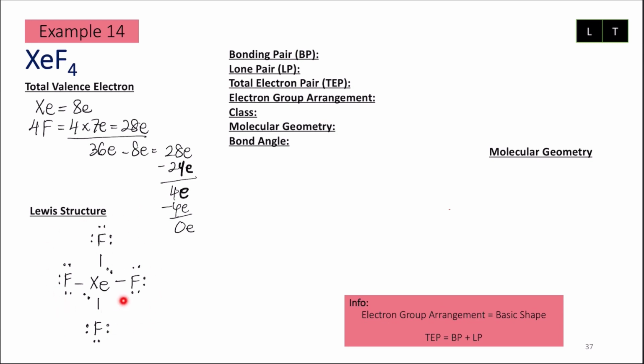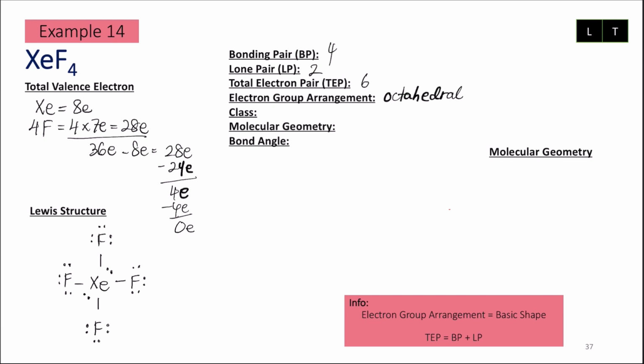So from this Lewis structure, we have around xenon, Xe, we got 4 bonding pairs. And then we got 1 and 2 lone pairs. The total will be 6 electron pairs. So when we have 6, we know the basic shape is octahedral. So from this part, we can know that due to the presence of lone pair, when we have 2 lone pairs, the molecular geometry will be changed to square planar.